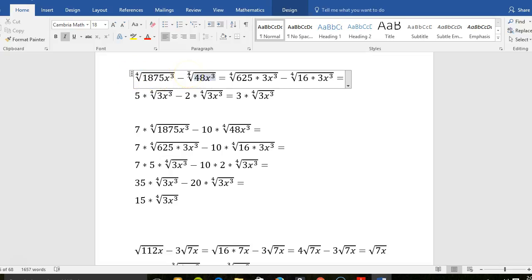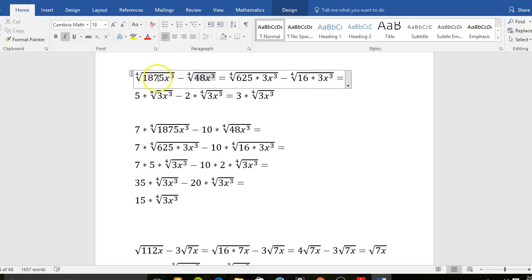Now for the 48x cubed, this x cubed is going to run into the same problem. Now, what's the biggest perfect fourth power that will go into 48? 16, because 16 is 2 to the fourth power, or 2 times 2 times 2 times 2. And so we break this up.